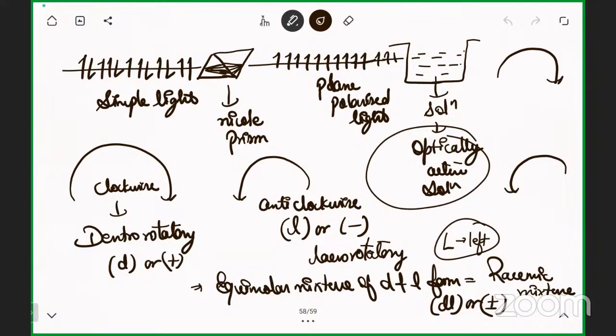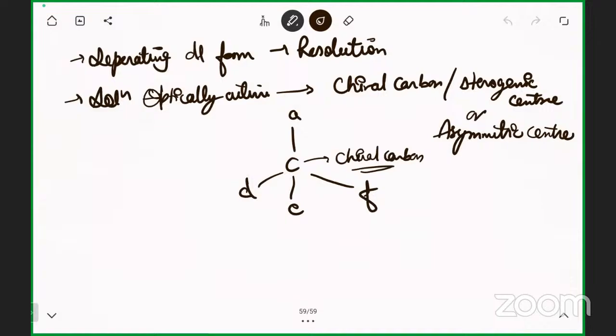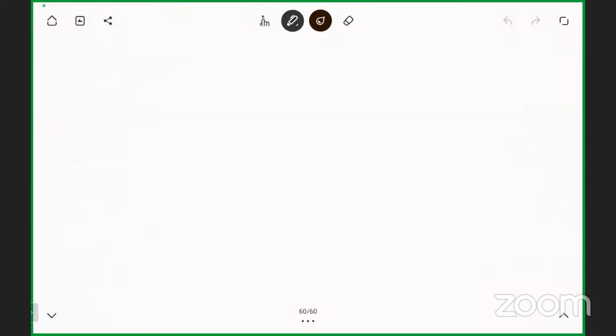Yes, sir. Okay, so some words you need to remember. For example, carbon with Br, Cl, H, and I. Which type of carbon is present? Is this carbon chiral or not? Chiral, sir. It is a chiral center. We have a chiral center over here.